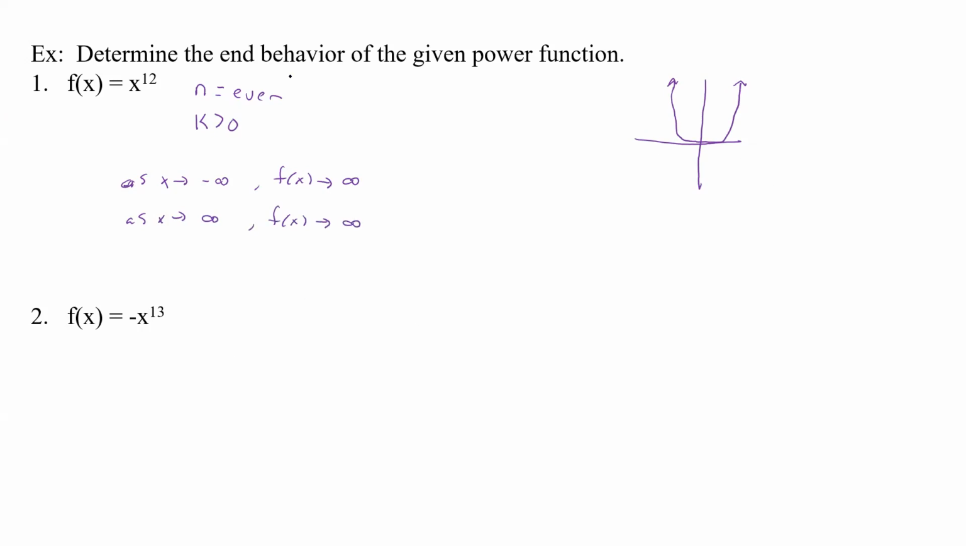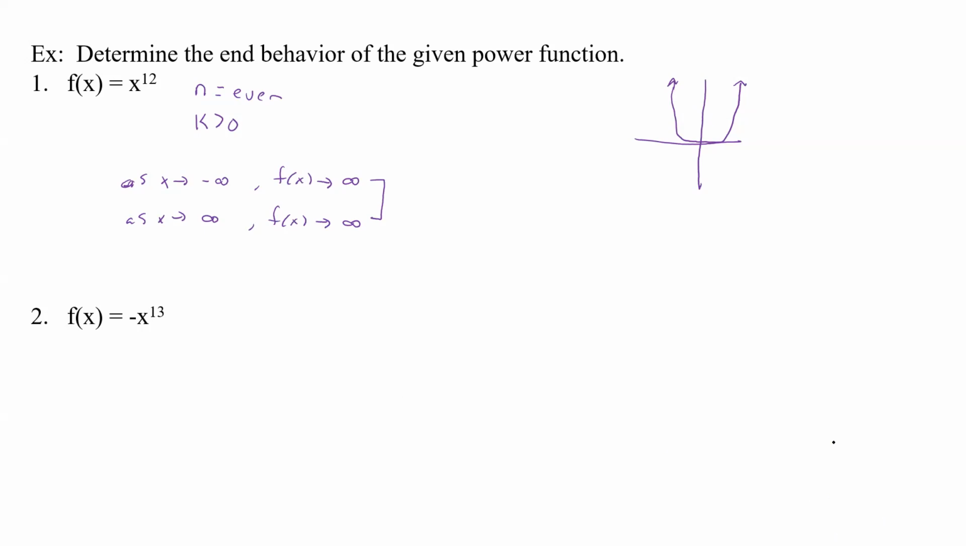So the key is knowing the k and n; you have to know whether n is odd or even, and what the k value is. Then you can draw the general function, and you can get the general end behavior: as x goes one direction, y goes to the other direction, and so on.